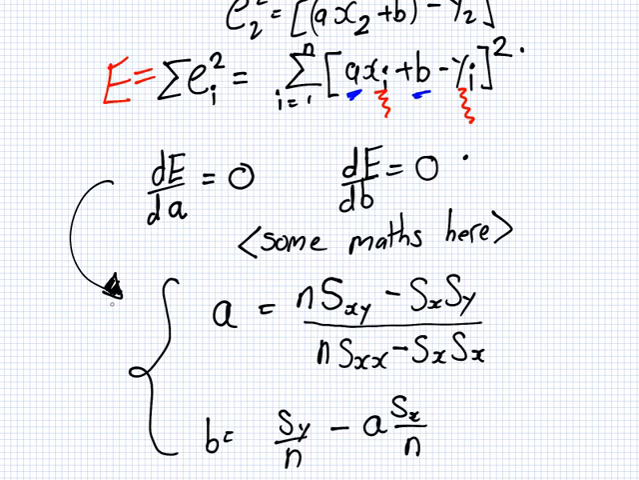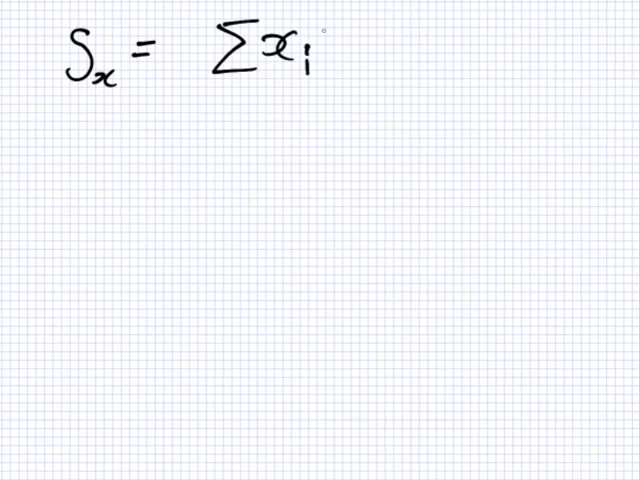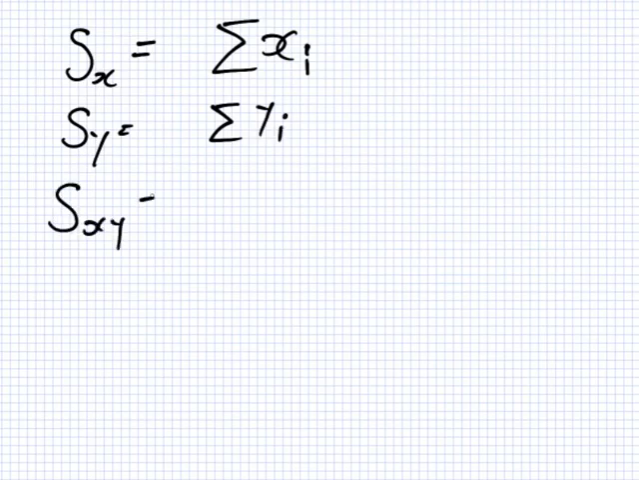Okay, can I scroll down? Right, so let me just explain what the S means. So when I write Sx, that's just short for the sum of all the x's. If I write Sy, that is short for the sum of all the y's. What do you think if I write Sxy?